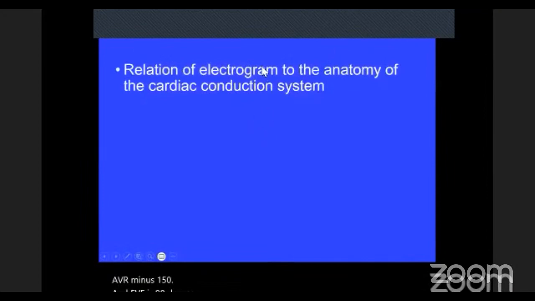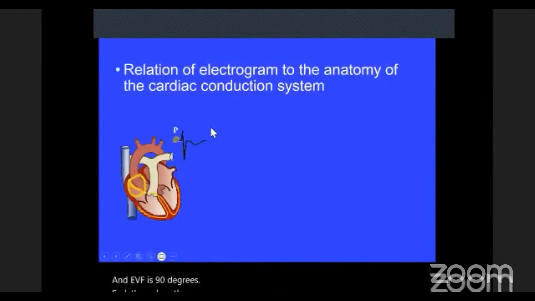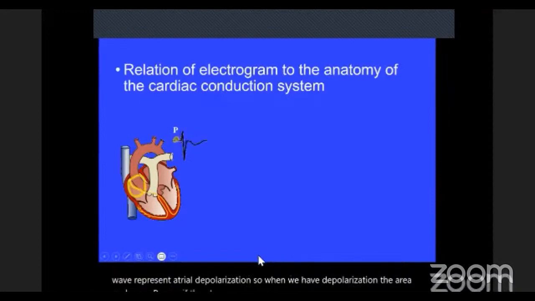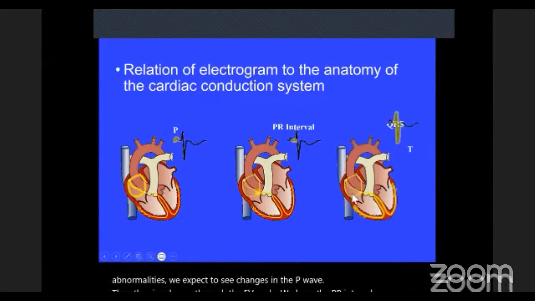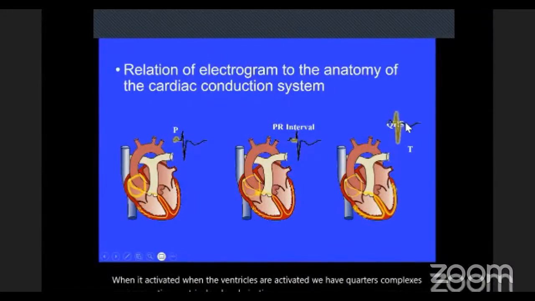Okay, so let's analyze the ECG based on the anatomical correlations. We know that the P wave represents atrial depolarization. So when we have depolarization in the atria, we have a P wave. If there are any atrial abnormalities, like right or left atrial abnormalities, we expect to see changes in the P wave. Then the signal goes through the AV node, and we have the PR interval. When the ventricles are activated, we have QRS complexes, representing ventricular depolarization. And then when we have repolarization, it would be the ST segment and then the T wave.